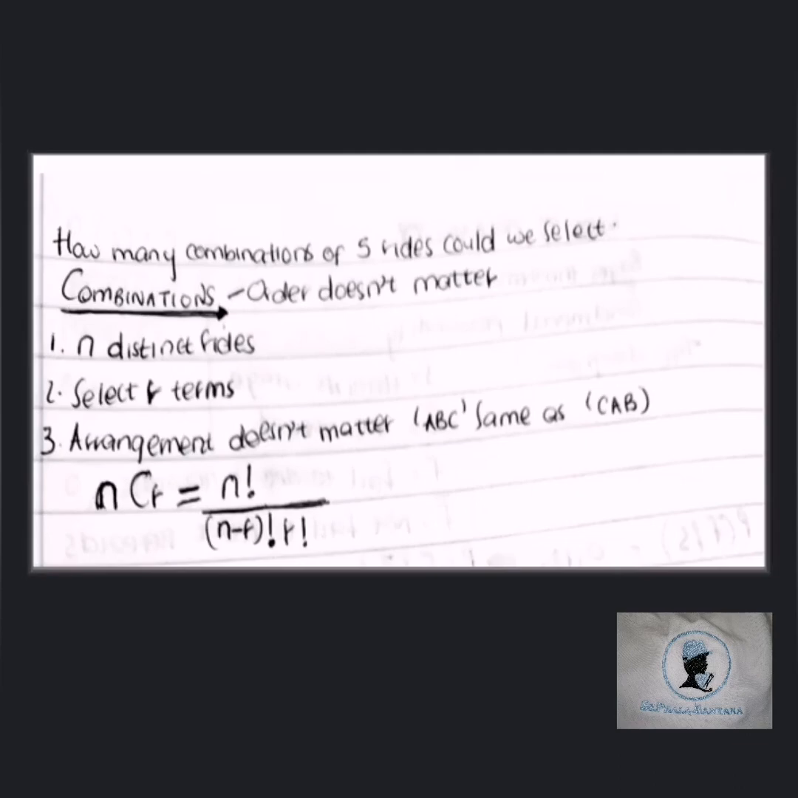Most of the time in combinations we have n distinct items and you can select R items, and arrangement doesn't matter. So ABC is the same as CAB or BAC in combinations because the order doesn't really matter. So n choose R equals n factorial divided by (n minus R) factorial times R factorial.